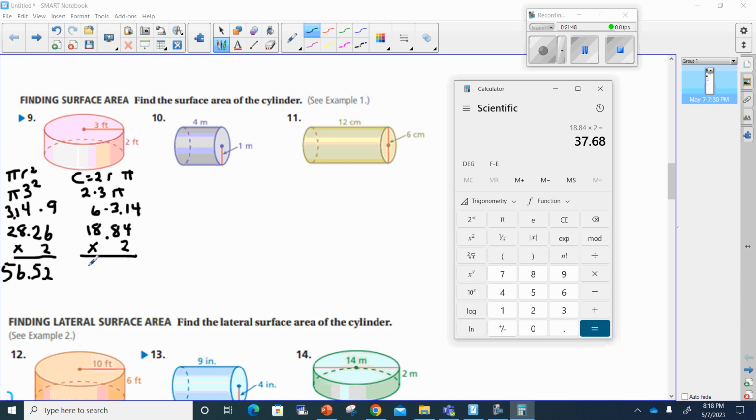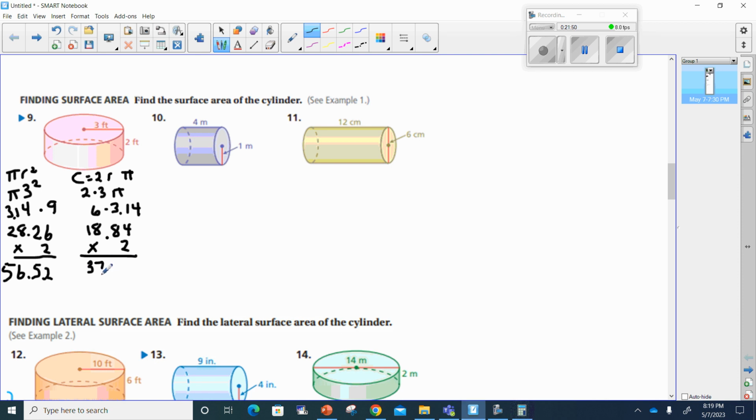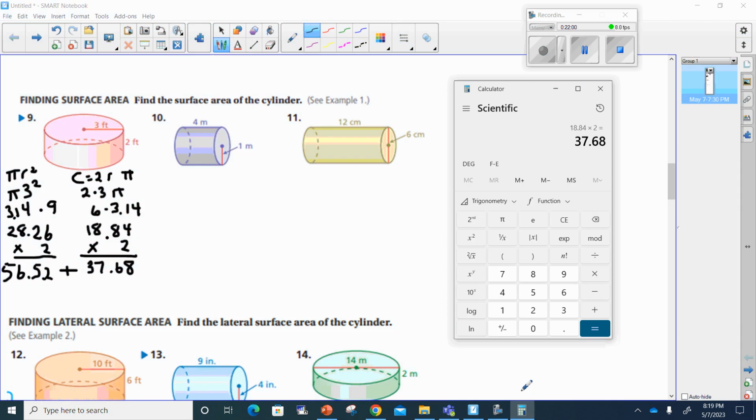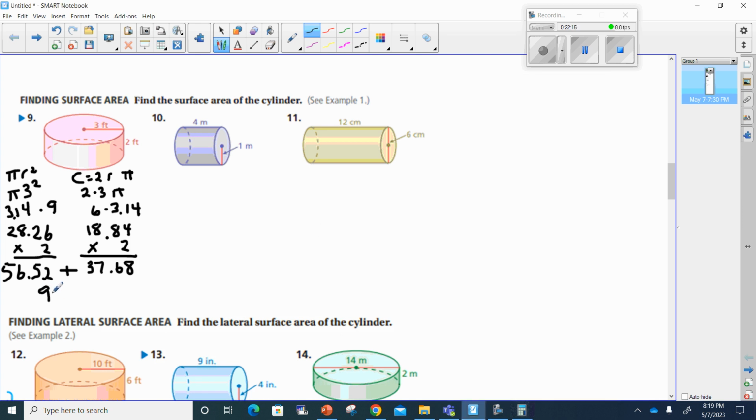That's 37.68. Now we just have to add these two together to find our answer. All right, let's try it. We've got 37.68. We're adding that to 56.52. That gives us 94.2. So this is 94.2 feet squared.